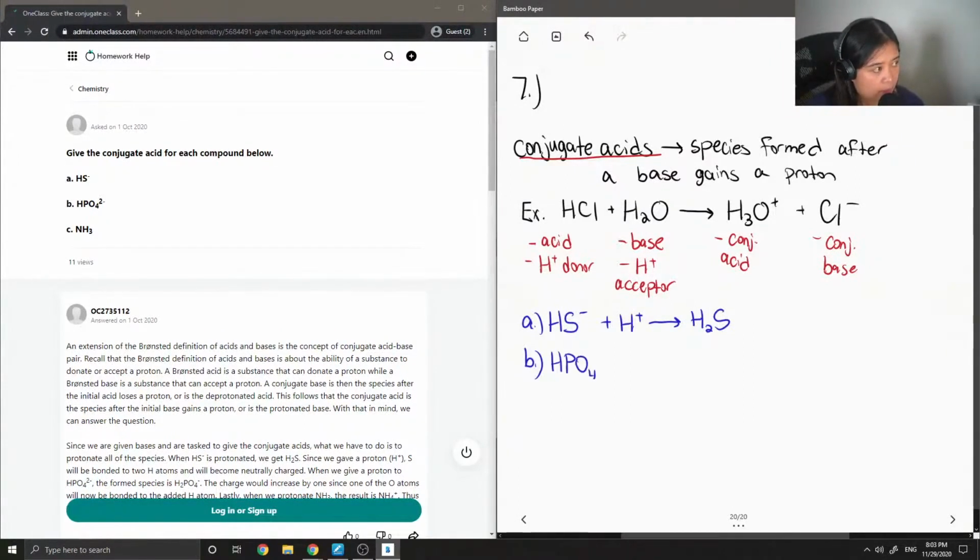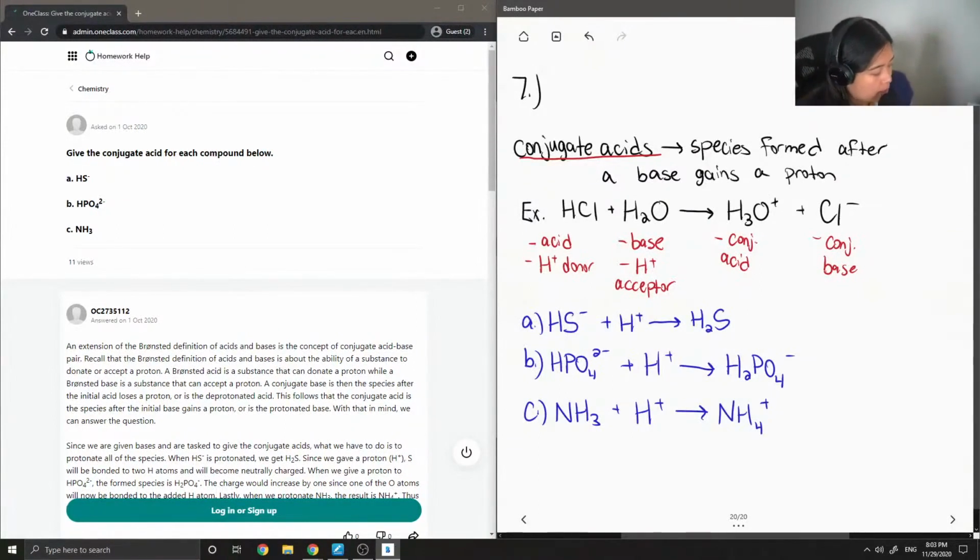HPO4 2 minus, sorry. When it gains a proton, it becomes H2PO4 and then just minus 1. And then lastly, NH3, when it gains a proton, it becomes NH4 plus.